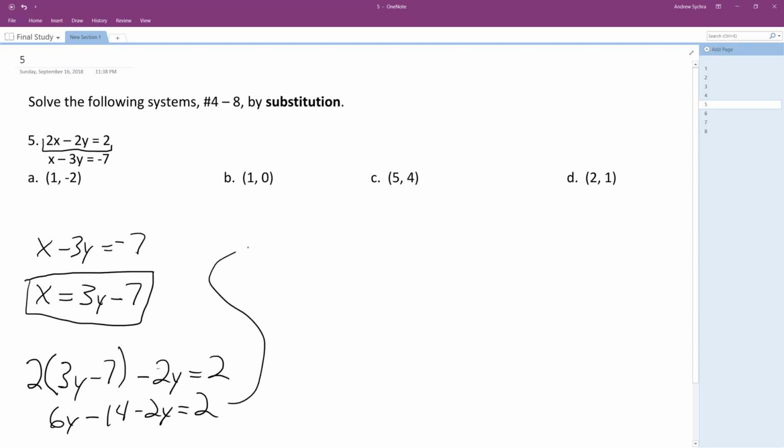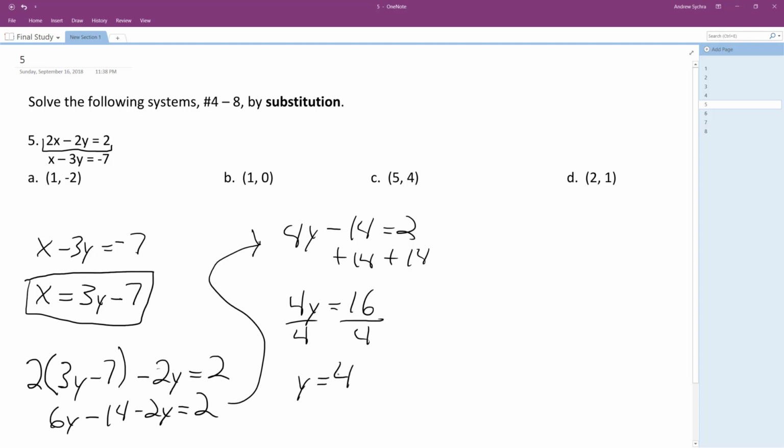All right, so we put this up here. Combine like terms, I'm going to get 4y minus 14 is equal to 2. Add 14, so you get 4y is equal to 16. Divide by 4, divide by 4. y is equal to 4.